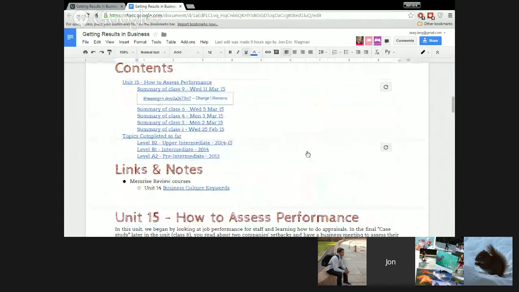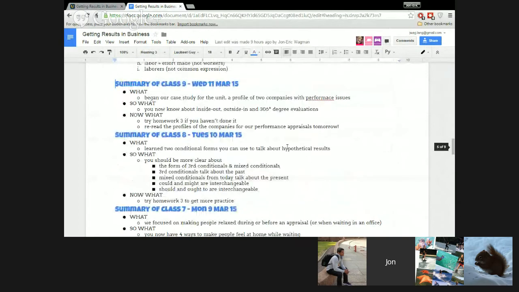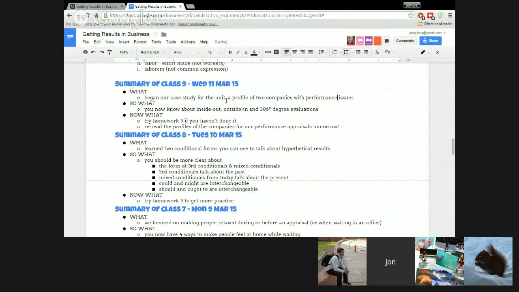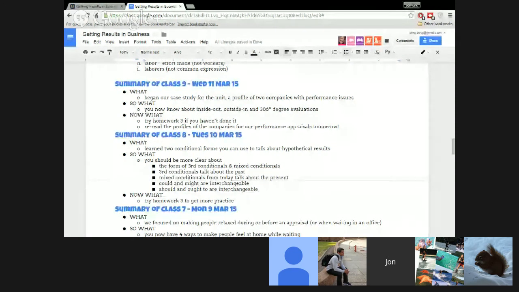Let's start with a quick summary. In class 9, that was yesterday, on the 11th of March, what did we do? Well, we began our case study for the unit. We began with a profile of two companies with performance issues. So what? Why was that important? Well, now you know about inside, outside, and 360-degree evaluations. Now that you know them and you've got some key language, we're going to try to do inside and outside evaluations using some of the key phrases you've learned.